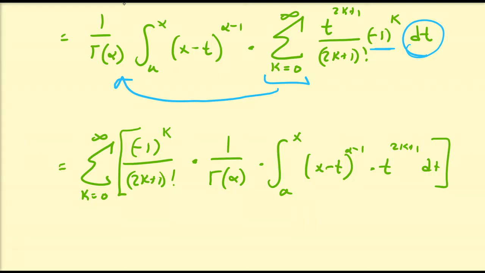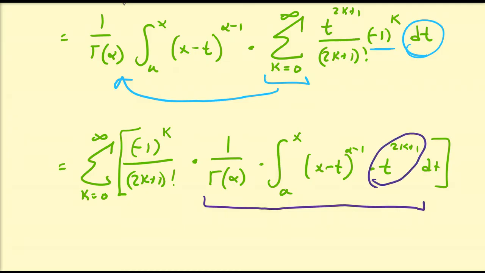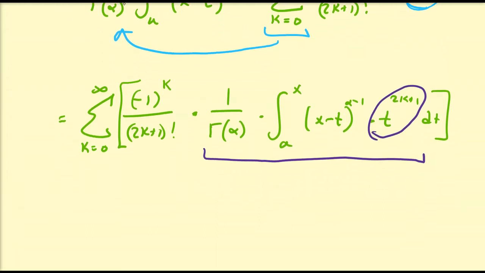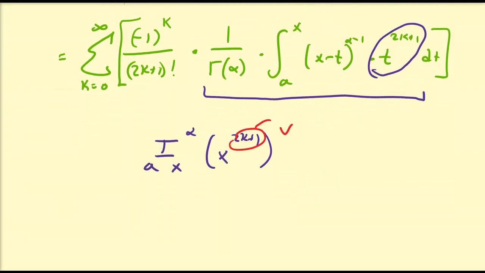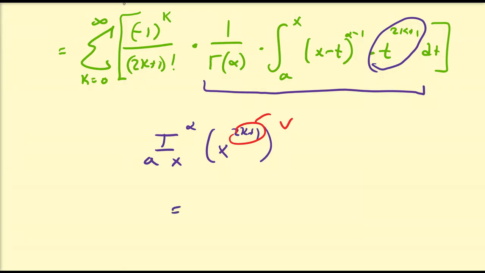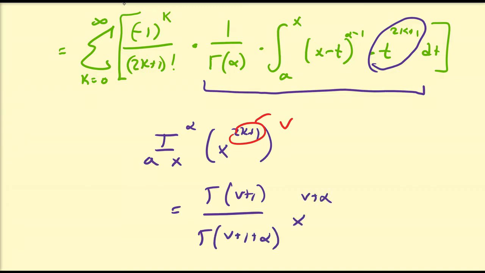Alright, so what have we built here? So notice that this is pretty much like a Riemann-Liouville fractional integral of t to some power, right? So we already know how to take the Riemann-Liouville fractional integral of things like this. So this is actually the Riemann-Liouville fractional integral of x to the 2k plus 1, right? So what we're going to do is we're just going to replace this with nu in our definition. So remember that this was equal to gamma nu plus 1 divided by gamma nu plus 1 plus alpha times x to the nu plus alpha.